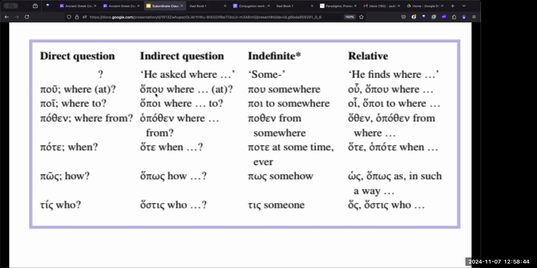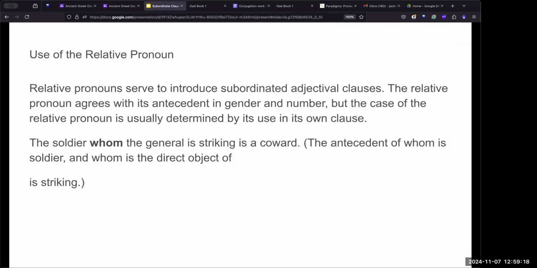Then tis, who, right? Or he asked who is at the door, tis. So you can either say tis or hostis. Someone is at the door, tis, no accent. She told him who was at the door, hos or hostis, right? So there's a relative pronoun that goes with these, answering these questions, as it were, right? Specifically. But again, this is something you have to see in practice.